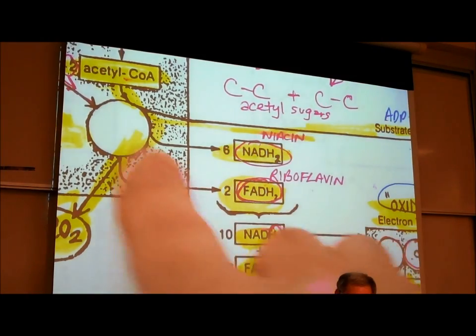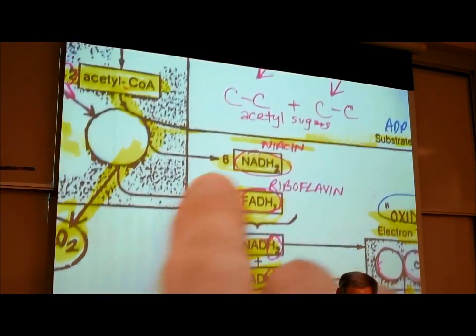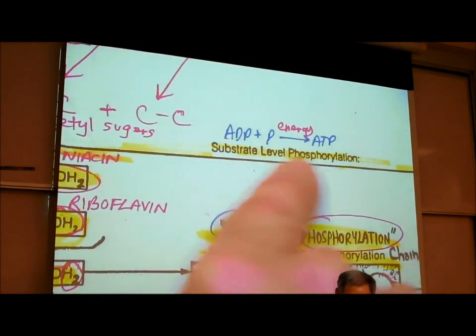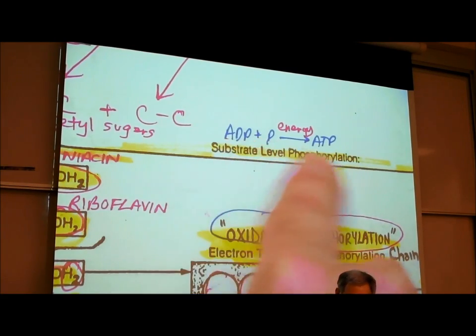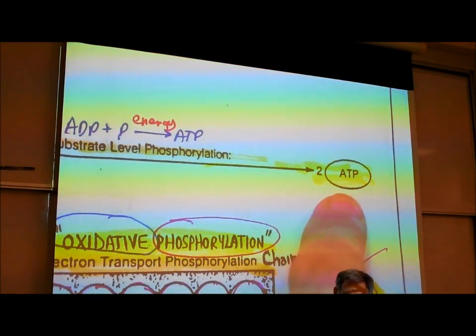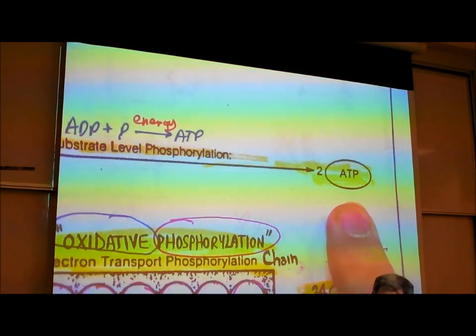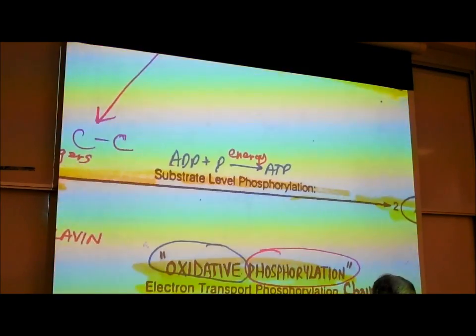Now, there's one more thing that happened in the Krebs citric acid cycle. The breaking apart of these sugars released some energy, enough energy to phosphorylate ADP into ATP and produce 2 more ATPs. Let's summarize what happened in the Krebs citric acid cycle by returning back to H5.